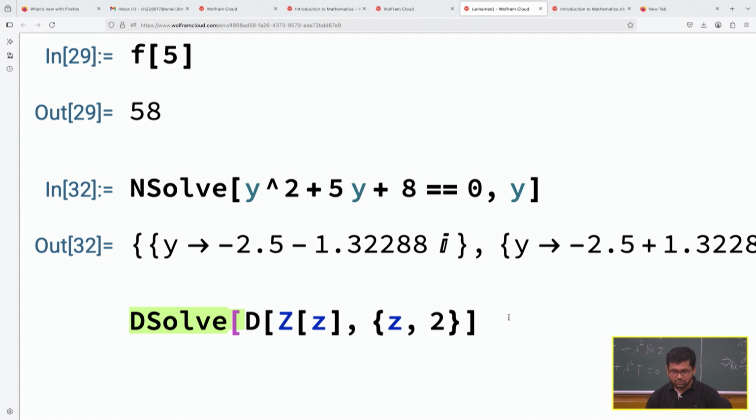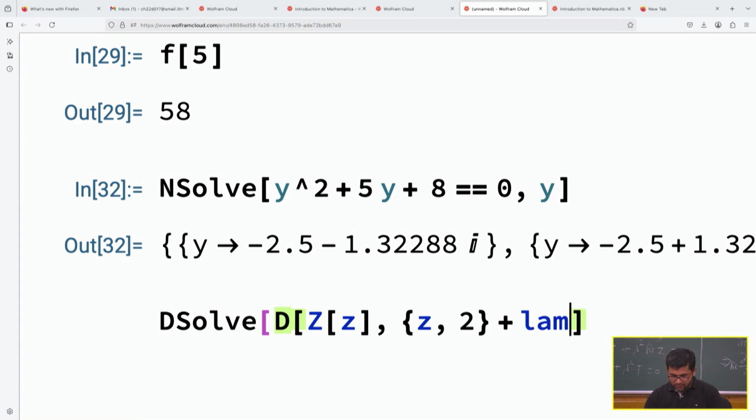Fine. So, this command is nothing but Z double dash. Here we have capital Z, which is a function of small z, and I am differentiating it twice with respect to z, which is why it is capital D square bracket, and in the curly bracket we have z comma 2. And what is after that? Plus lambda square. So, I will write lambda square and then give a space, 4 into Reynolds number times Z of z.